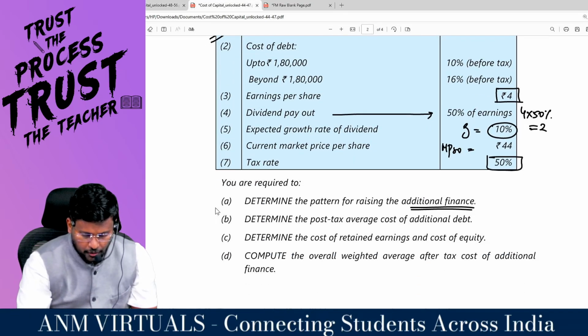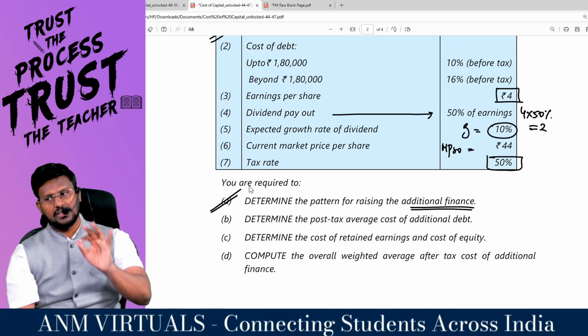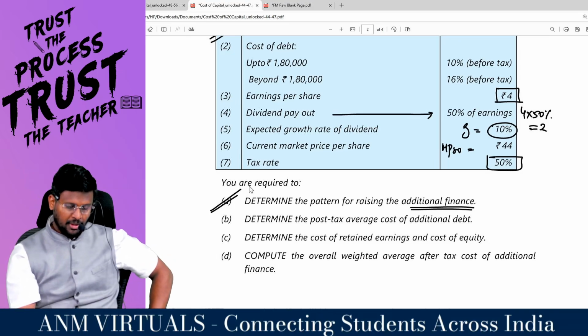We have done with the first part of the answer: determine the pattern for raising the additional finance. Done.